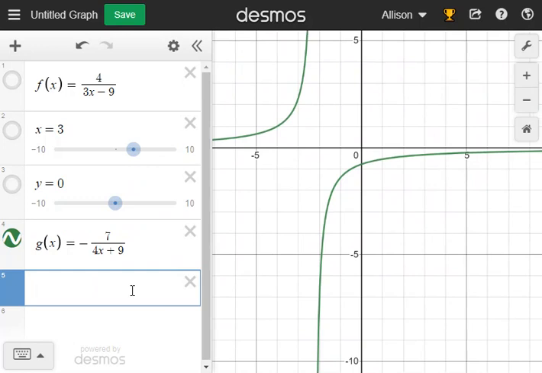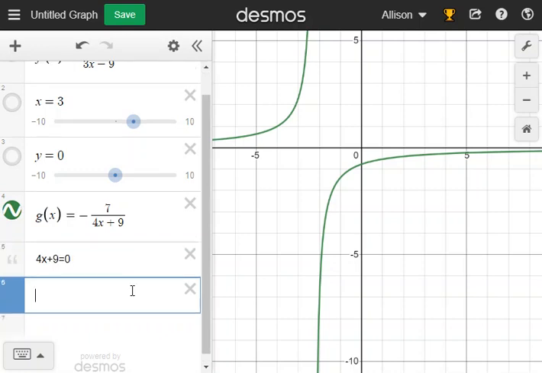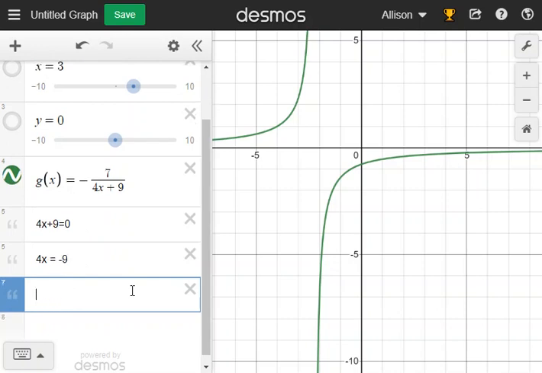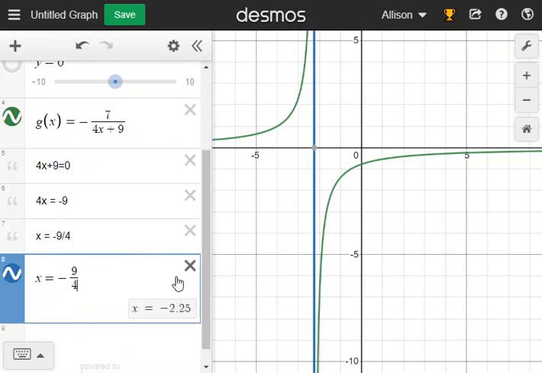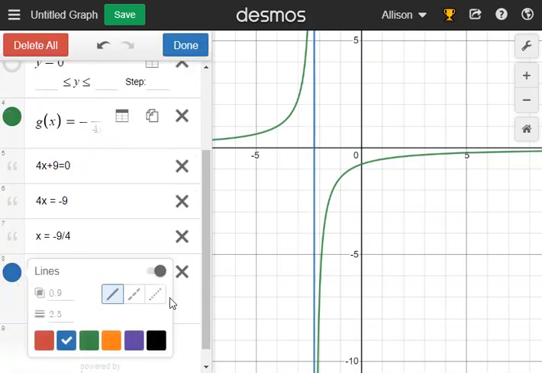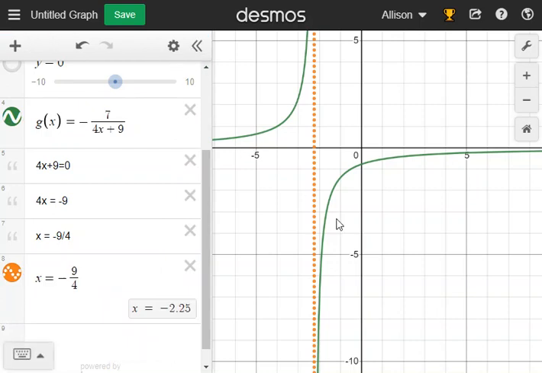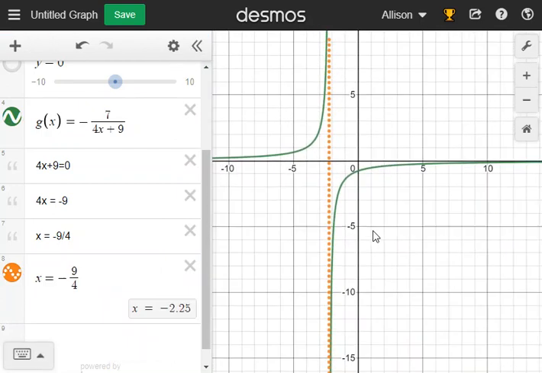So I'm definitely going to want to use that same technique of setting the denominator equal to 0. So my denominator is 4x plus 9. If I set that equal to 0, I can subtract 9 from both sides. So 4x would be equal to -9. And then if I divide both sides by 4, my x is going to equal -9 divided by 4. So that's why this one was harder to see graphically, because it's not a whole number. It's -9/4 or -2.25, right?